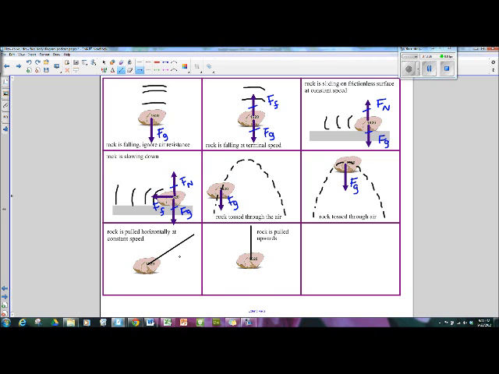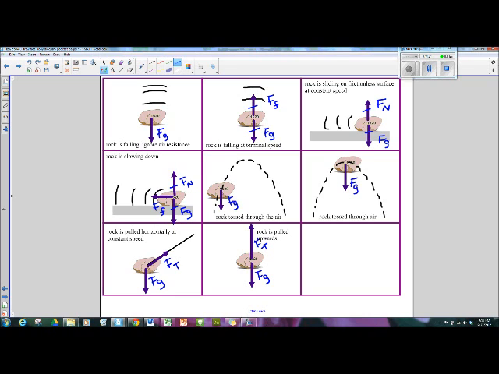Now in this next picture, there's no surface. It's being pulled horizontal, sort of at an angle there through the air. So we have gravity and we have tension. Fg and Ft. And in the last one, rock is being pulled upward. So if I'm pulling it upward, I'm going to pull harder than gravity, so this arrow will be longer. This is Fg, and this is Ft, because we're pulling along a string.